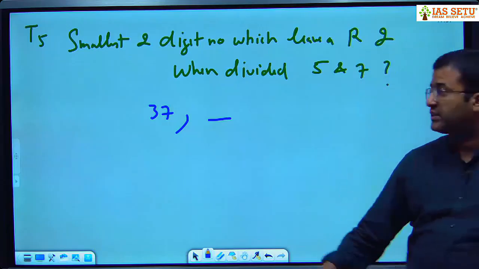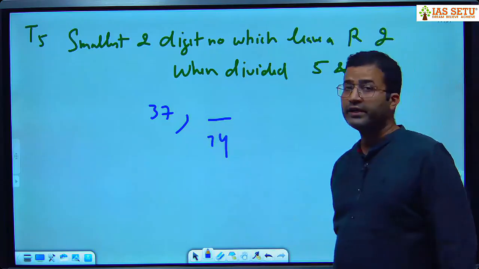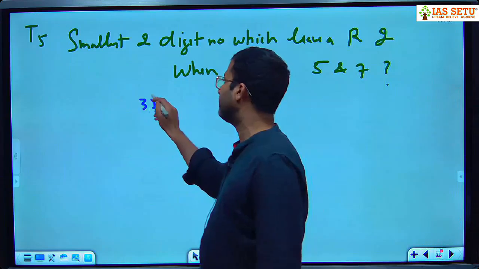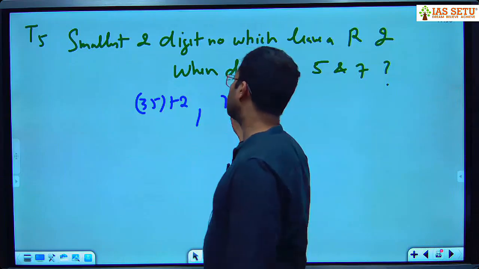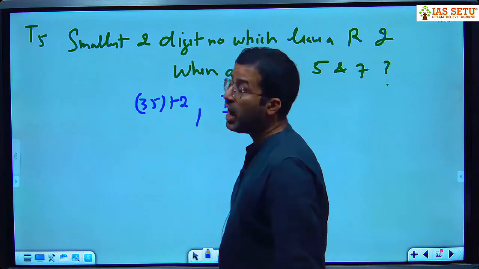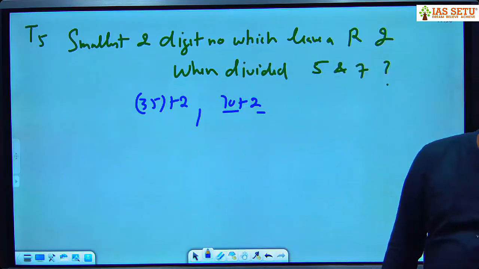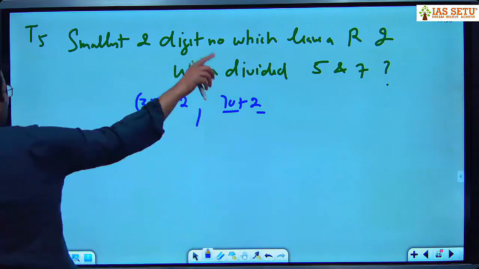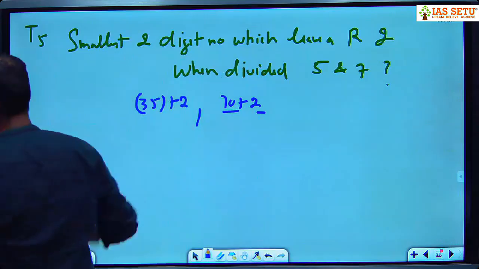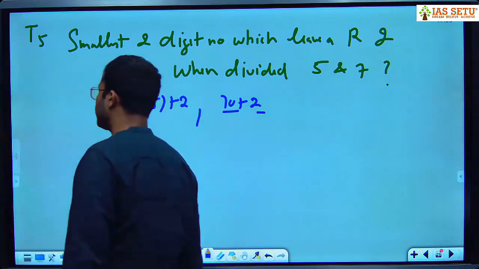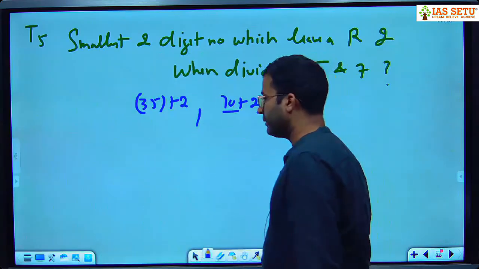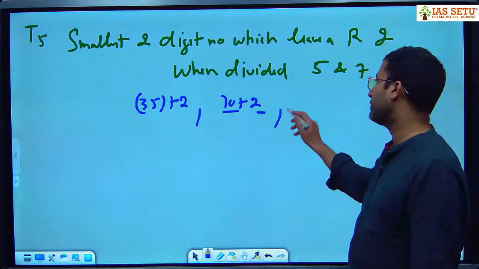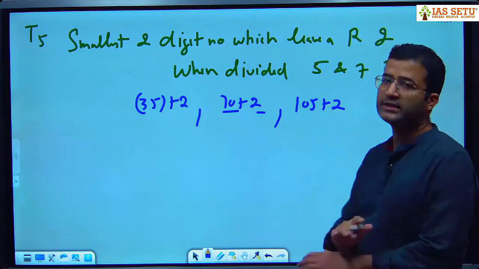Some students by mistake take 74. It is not a multiple of 37. Actually, if you check, the concept is 35 plus 2. Then next is 70 plus 2. After 72, what is the next number? 72 के बाद नेक्स्ट नंबर क्या होना चाहिए? Which satisfies the question, gives remainder 2 when divided by 5 and 7. It will be a 3-digit number, okay, but remainder 2 when divided by 5 and 7: 107. 105 plus 2, 107.